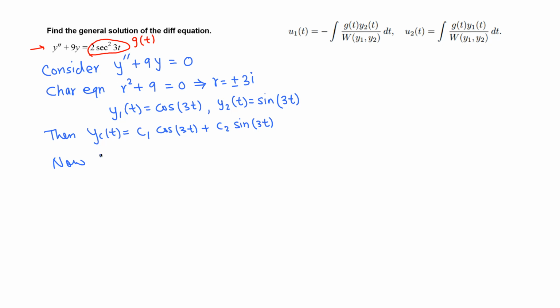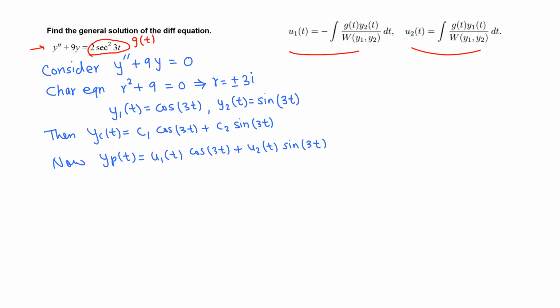Now a particular solution will be, just replace c1 and c2 by new functions: u1, a function of t, times cosine 3t, plus u2 times sine 3t, where u1 and u2 are found using these two formulas here. So to find u1, we need to find the Wronskian of two solutions, y1 and y2.